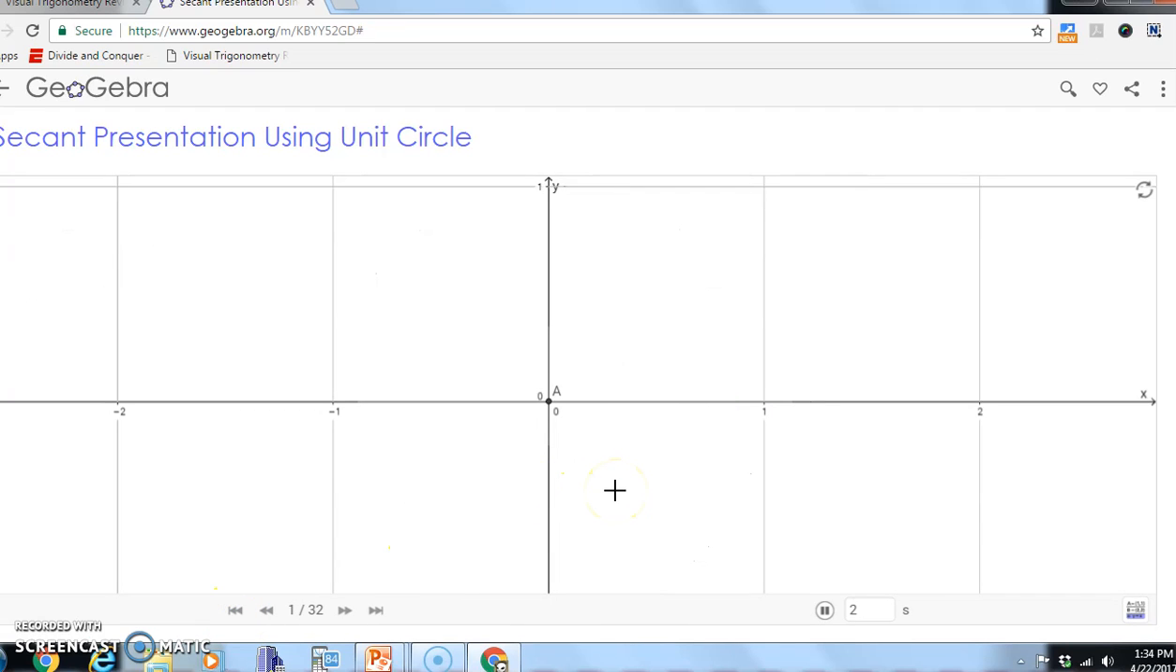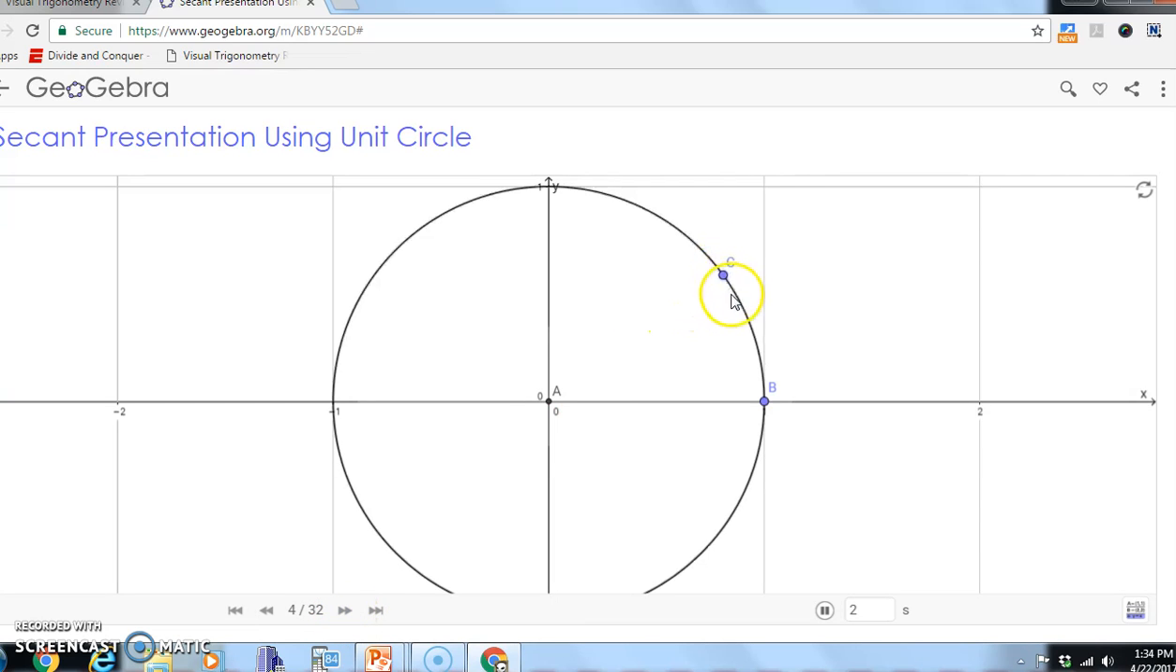Okay, so what I did is I started with point A at the origin on the X and Y axis, and I created a circle that had a radius of 1 unit, making this the unit circle, which is what we're going to use to make our connection between the two secants. I put point B out here at the intersection of my circle and my x-axis. I put a point C on the circle, and I put that in quadrant 1 for convenience.